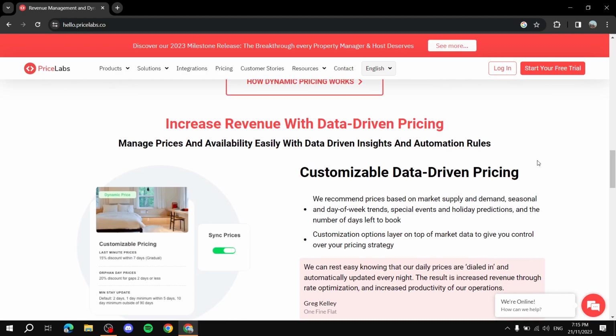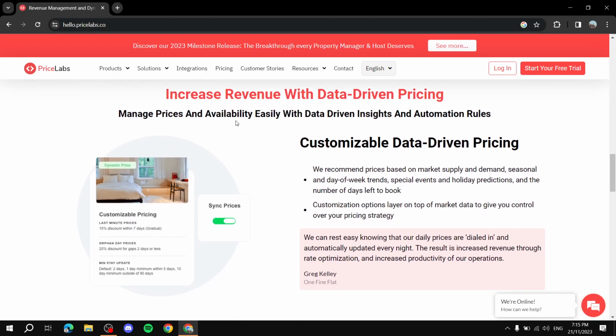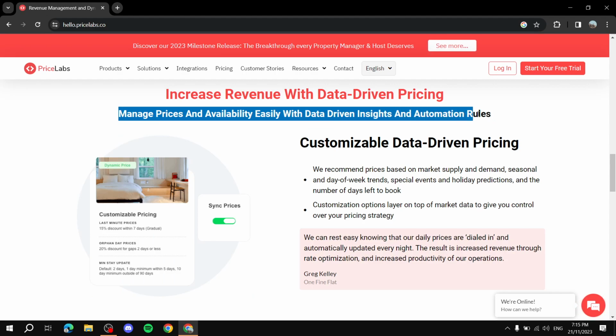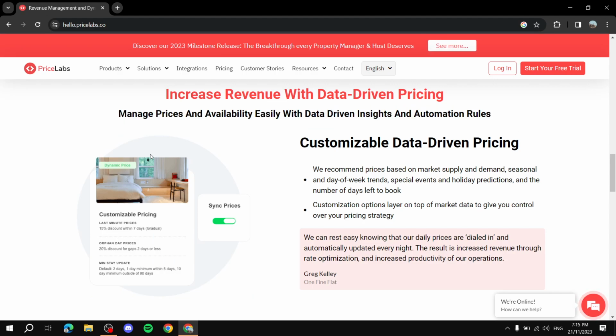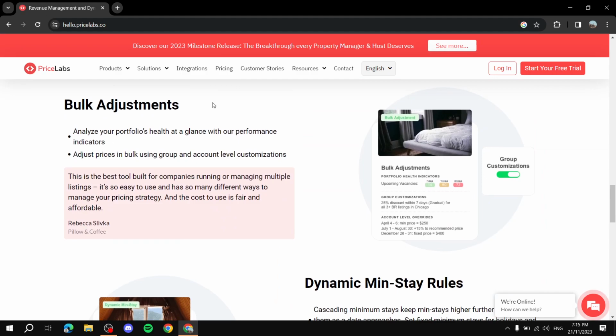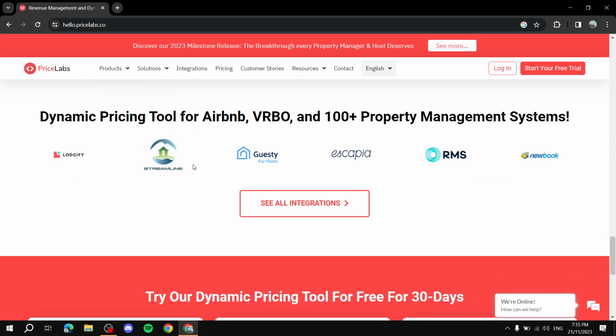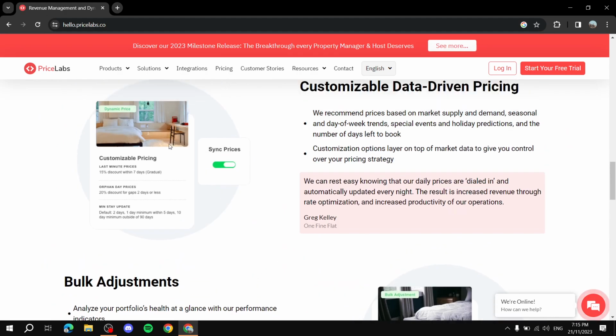And if we keep scrolling, it tells you more and more, like manage prices and availability easily with data-driven insights and automation rules. You have customization, bulk adjustments, dynamic min stay rules, and a whole lot more.